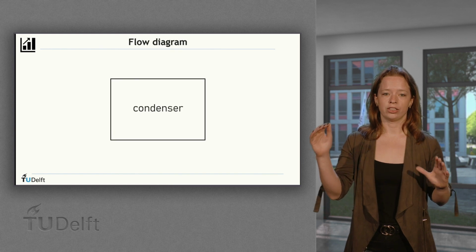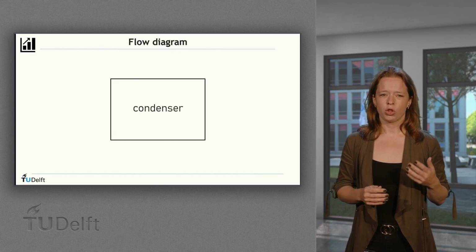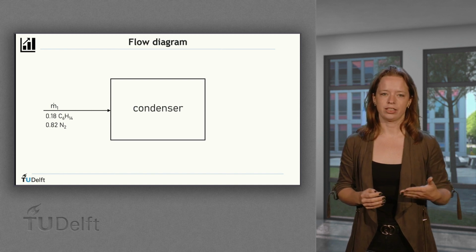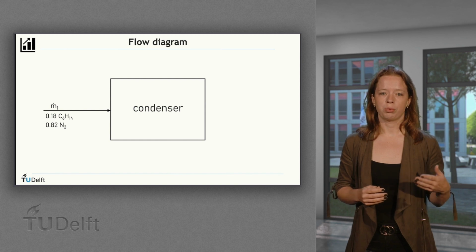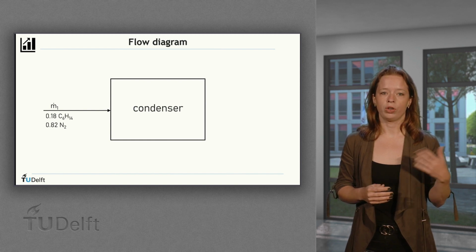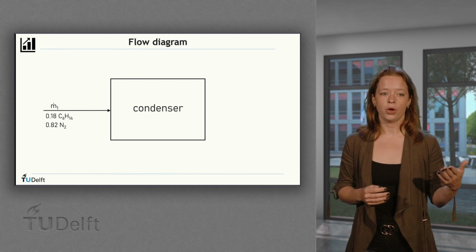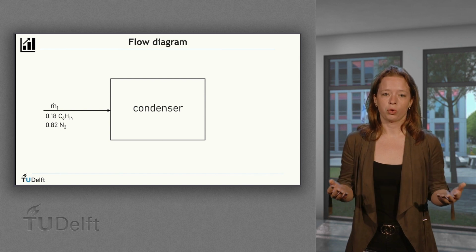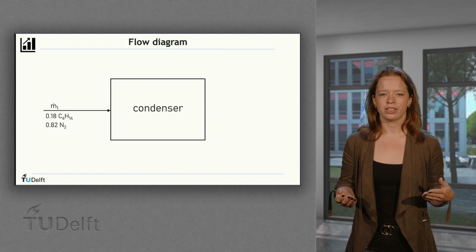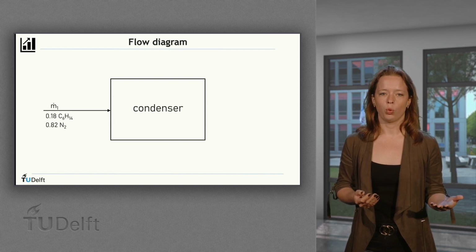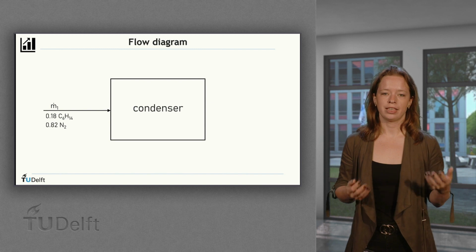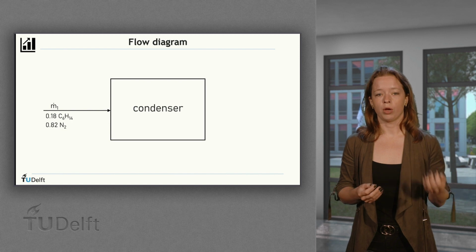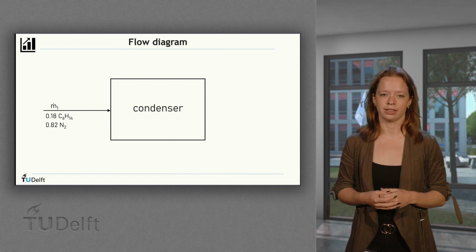We draw the condenser as a rectangle, and the process description told us that a gas stream containing 18 weight percent hexane entered this condenser. We use an arrow to represent this gas stream. We know that the stream consists of 18 weight percent hexane, so a mass fraction of 0.18. The sum of all fractions should of course be 100%. So this tells us that the mass fraction of nitrogen should equal 1 minus 0.18, which is 0.82. We write these two fractions underneath the arrow, as they are the composition of this gas flowing into the condenser.